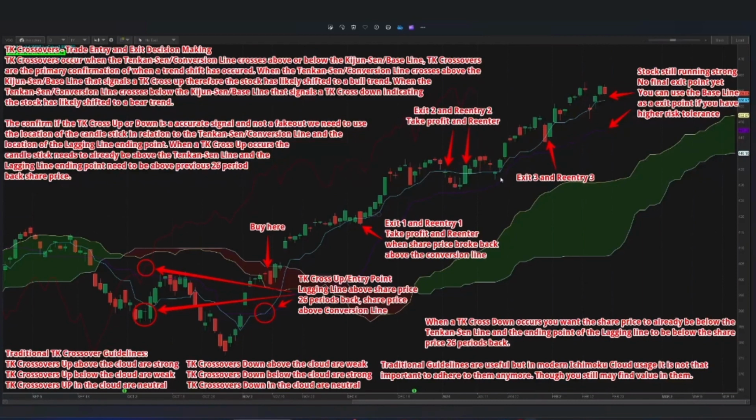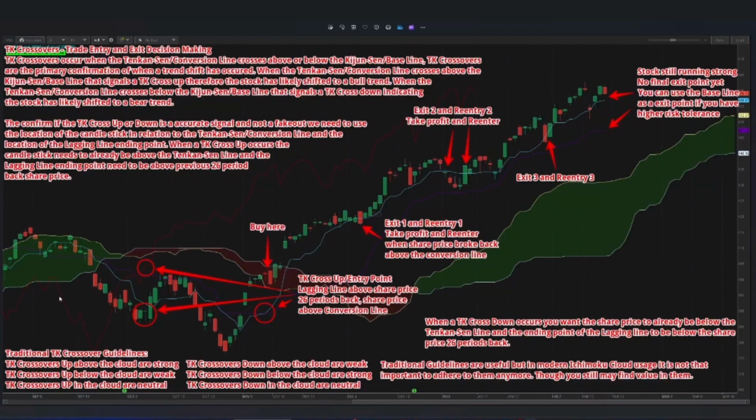So we've got traditional guidelines. You've got TK crossovers up that happen above the cloud, which there are none on this chart. But if you have this TK crossover to the upside happening above the cloud, that means the signal is strong. If you have a TK crossover to the upside below the cloud, that means the crossover is weak. But if you have a TK crossover to the upside inside of the cloud, like for here, for example, that means the signal is neutral.